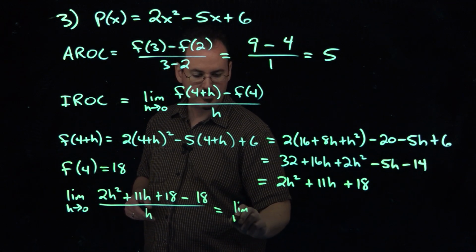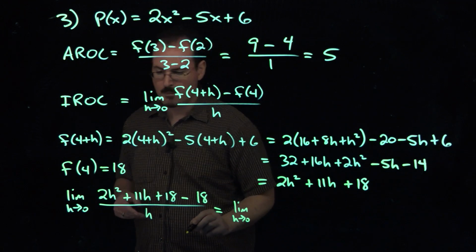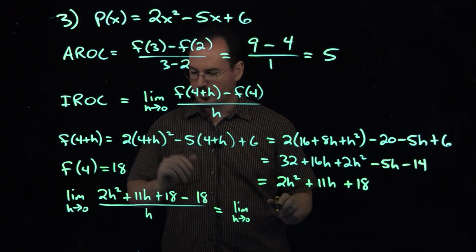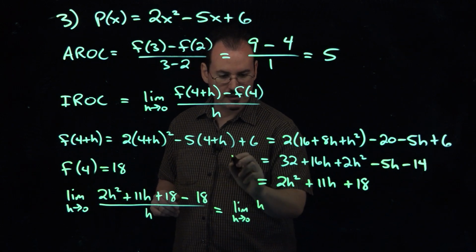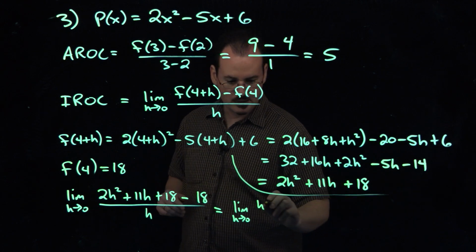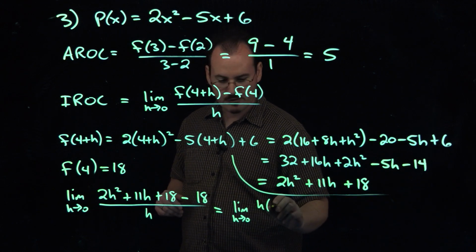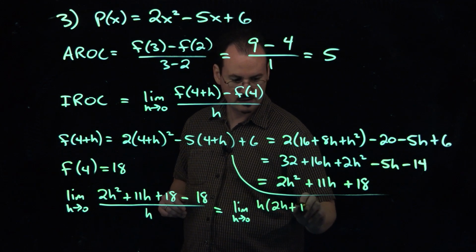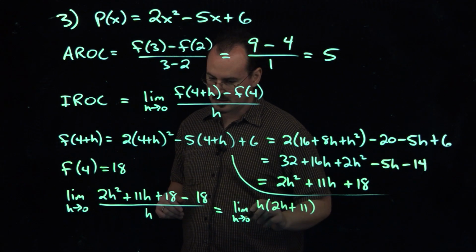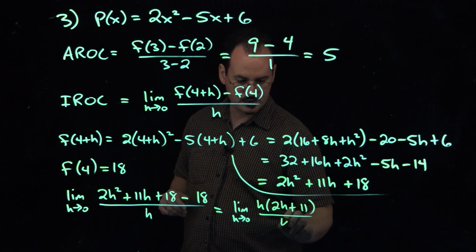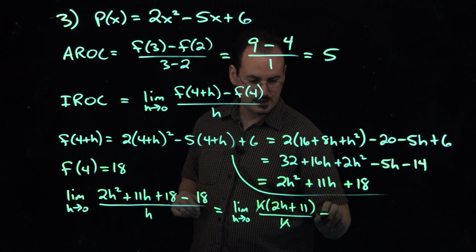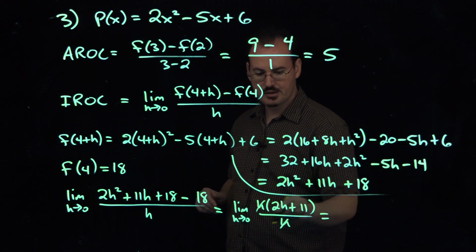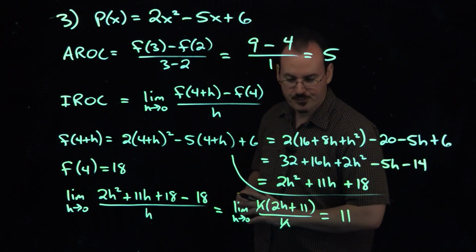So we're going to be left with the limit as h approaches 0 of the two terms that I have left there, both have h's, so I'm going to go ahead and factor that out. If I factor the h out, I'm going to be left with 2h plus 11, and then divide this by the h. The h's are going to cancel here, and now we're left with just that 2h plus 11. If I plug in 0 there, I'm going to get 11.